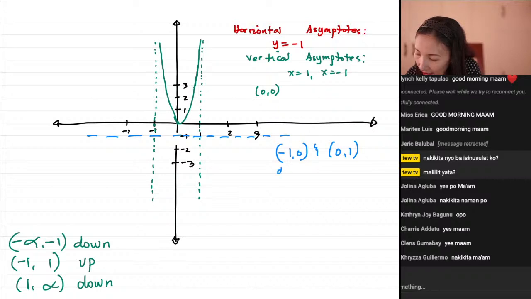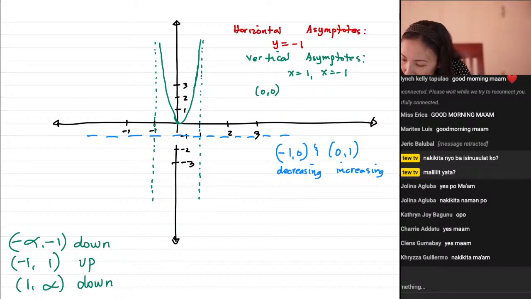Decreasing. Okay? And from 0 to 1, it's increasing. And what did we say about 0, 0? That's the local minimum. That's why the graph would look like this. From negative 1 moving to 0, it's decreasing. And then from 0 to positive 1, it's increasing.